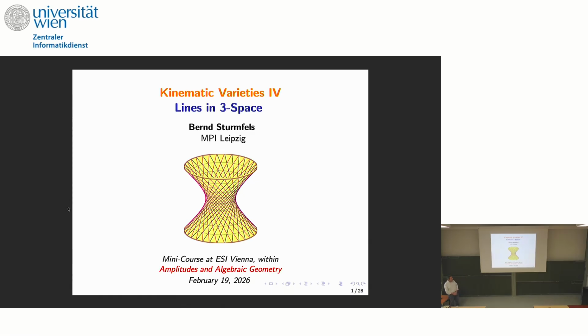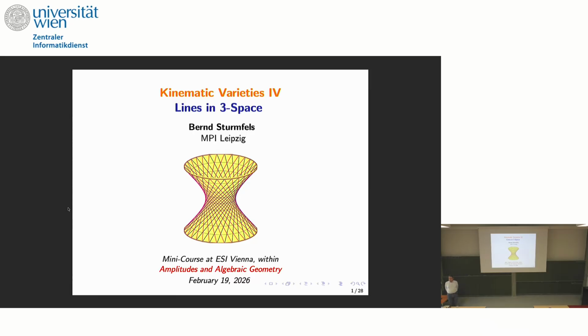Yeah, so I'd like to tell you about lines in three-dimensional space. Here in blue and red, you see some lines that meet in various ways. And in this talk, there will be no physics at all until the very, very end. I think on slide 26 or 27, I'll say something about physics.